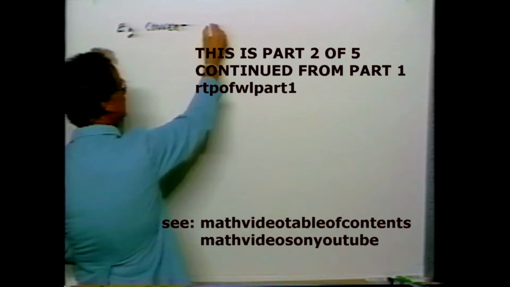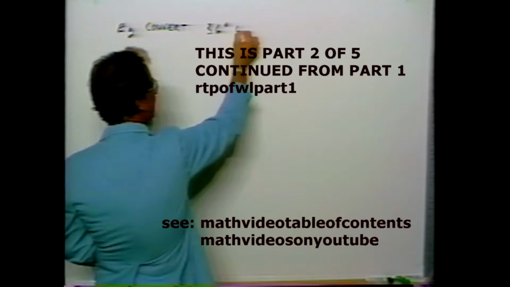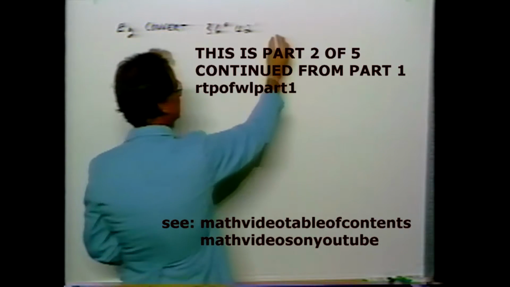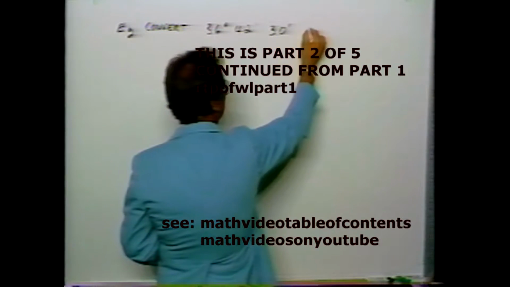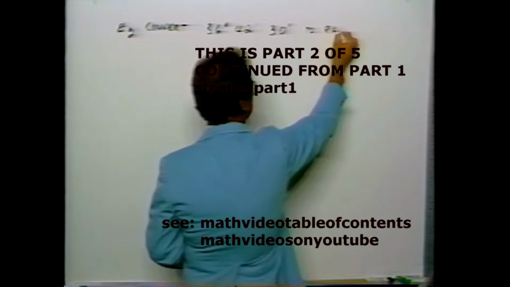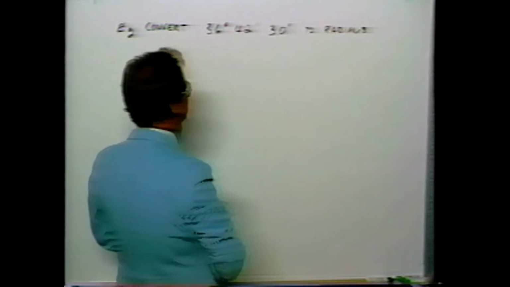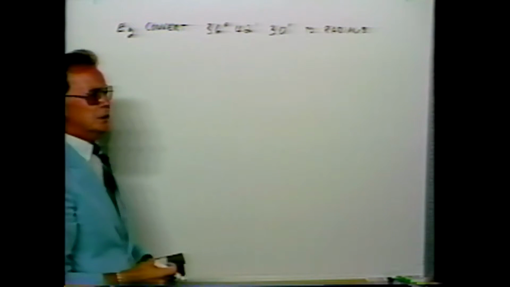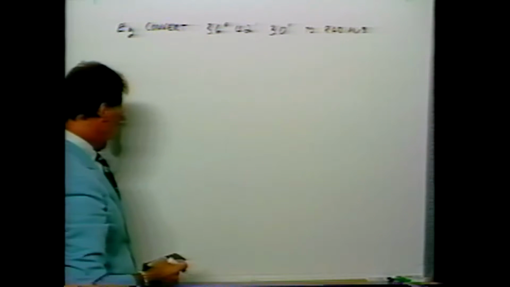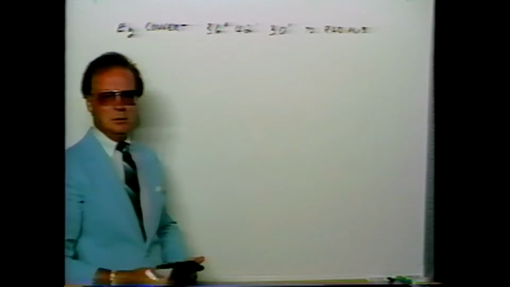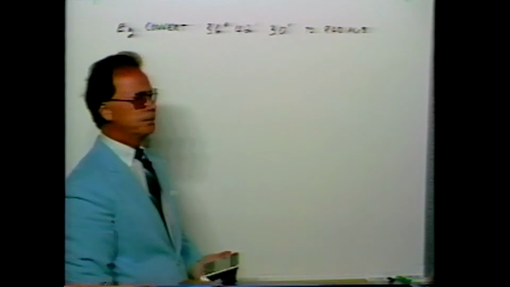Convert 36 degrees, 42 minutes, and 30 seconds to radians. You will have to change 36 degrees, 42 minutes, and 30 seconds to a decimal portion of a degree.